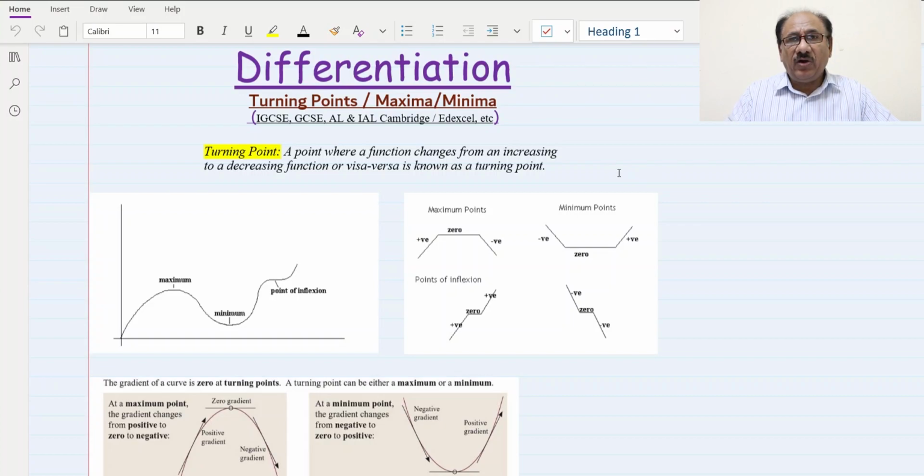Before defining the turning points, I just want to mention that today's topic is included in most of the major examination boards like IGCSE, GCSE exams, A levels, and Cambridge, Edexcel and other boards also. So you will have to carefully go through this one.